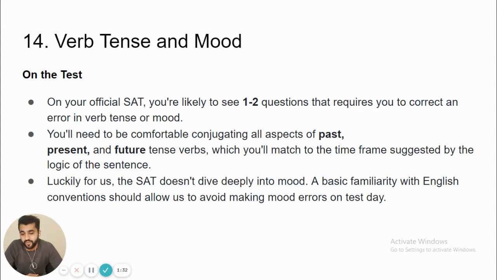So how does it appear on the test? On your official SAT, you're likely to see 1 to 2 questions that require you to correct an error in verb tense or mood. You will need to be comfortable conjugating all aspects of past, present, and future tense verbs, which you will match to the time frame suggested by the logic of the sentence. Luckily for us, the SAT doesn't dive deeply into mood. A basic familiarity with English conventions should allow us to avoid making mood errors on test day.